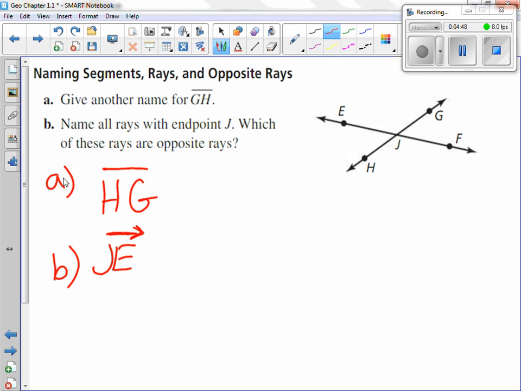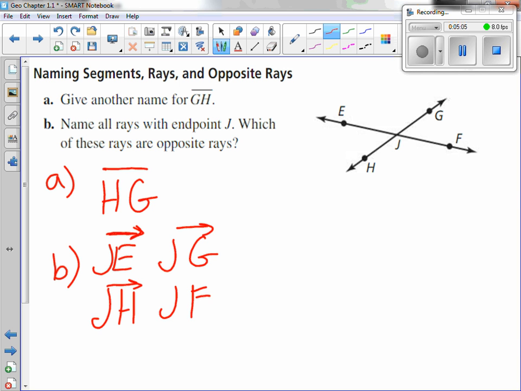Now another one would be what? JG. You have JH. And last but not least, we have JF. We have 4 of them, because when these two lines intersect, they make 4 different rays.